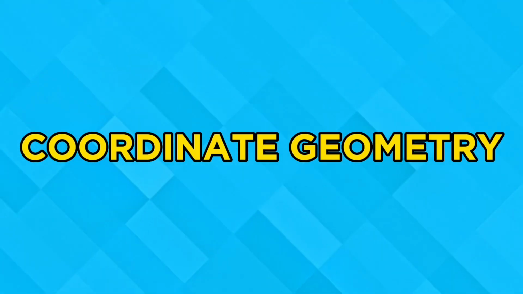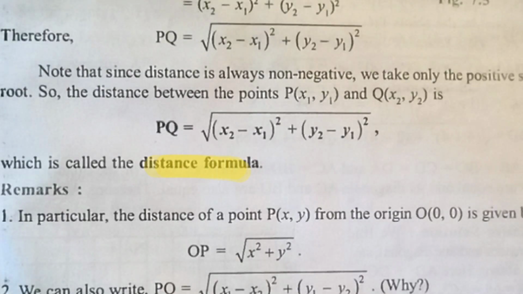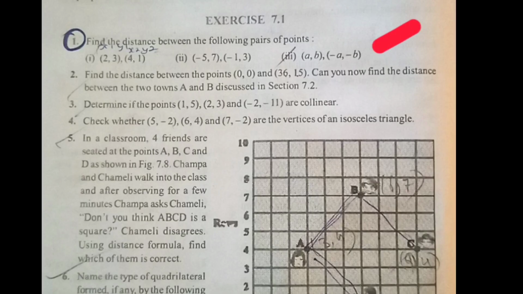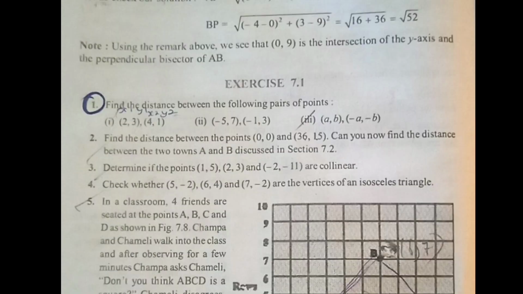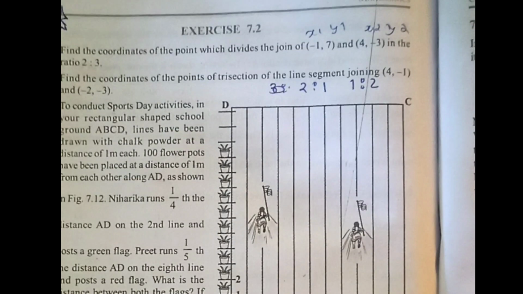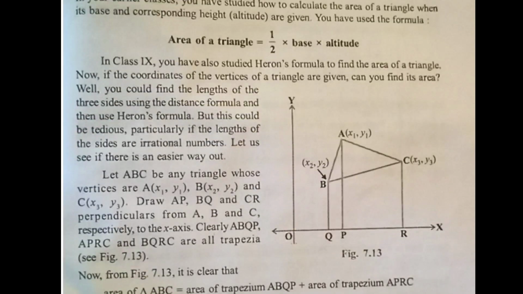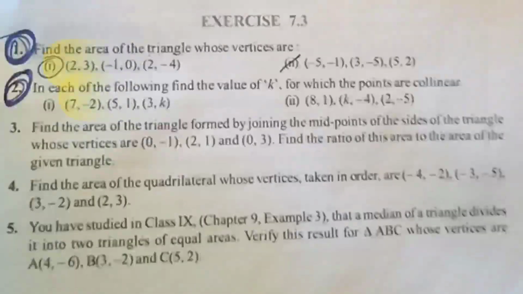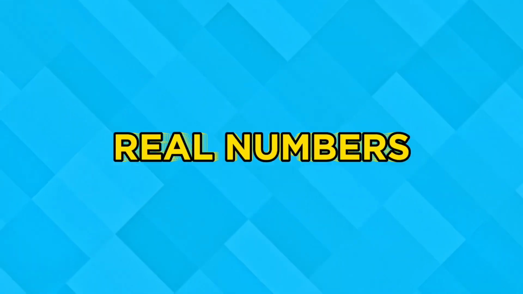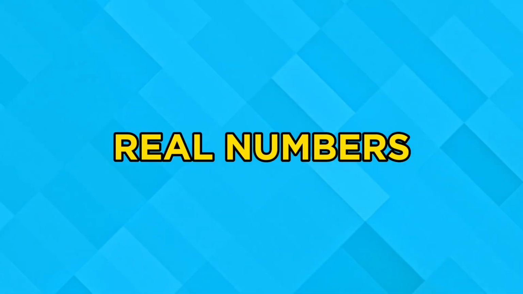Next lesson is coordinate geometry. From this chapter you study problems on the distance formula. For problems on the distance formula you refer to exercise 7.1. Then for problems on the section formula you refer to the questions from exercise 7.2. Then problems may appear from the area of triangle formula. For this you refer to exercise 7.3.